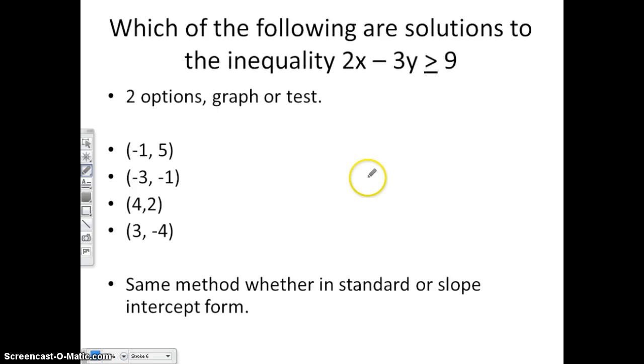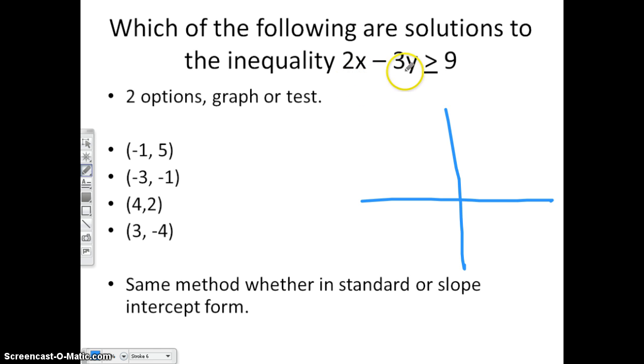Hoping we can get done in time. Which of the following are solutions to the inequality test? When you see this, you essentially have 2 options. You can plug and chug, or you can draw a rough graph and then put the points in and see if they are within the domain of this.